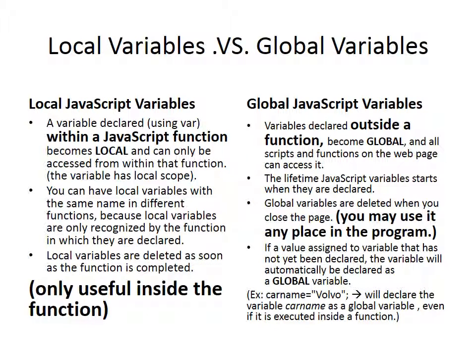Local variables are valid only within a JavaScript function. They are declared inside a function. Global variables are declared outside of functions. They are valid in any place in the program.